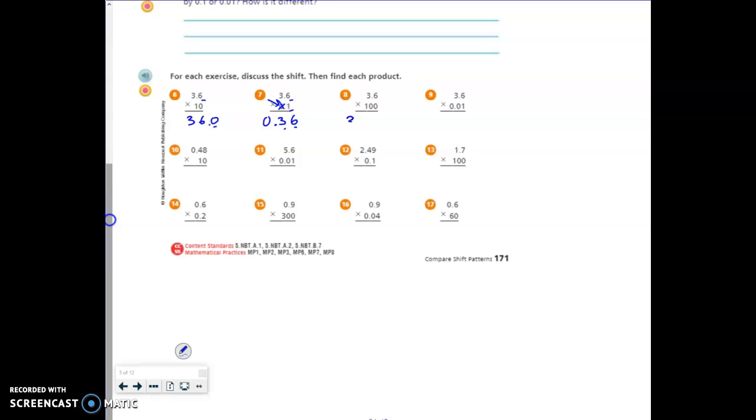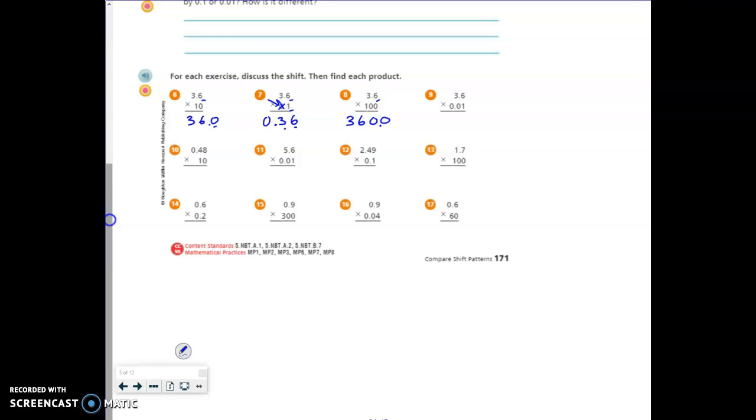Well, 36 times 100 is 36 with two zeros behind it, because the 100 has two zeros, so my answer needs to have two zeros. That hopefully makes sense to you. And then I go back up and I count my decimal place values. In this case, there's only one number behind the decimal, and that's in the top number. That 6 again is behind the decimal point. So that means in my answer I need one number behind the decimal point, and that will be the second 0.